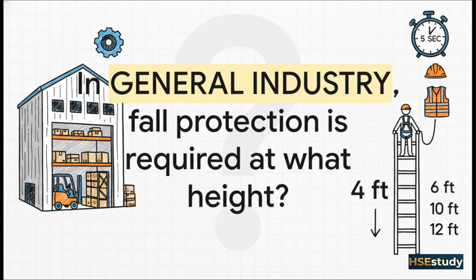All right, on to question 2. Now pay very close attention because we've changed a keyword. We're now in general industry. So think about a warehouse or a manufacturing plant. Is the fall protection trigger here A, 4 feet, B, 6 feet, C, 10 feet, or D, 12 feet? 5 seconds on the clock.